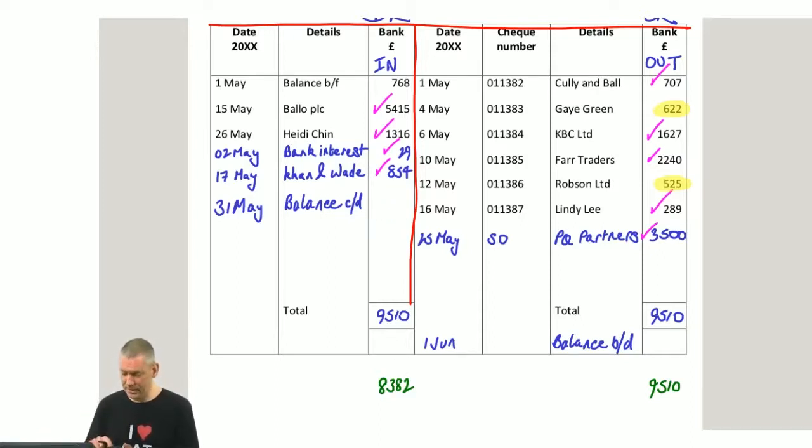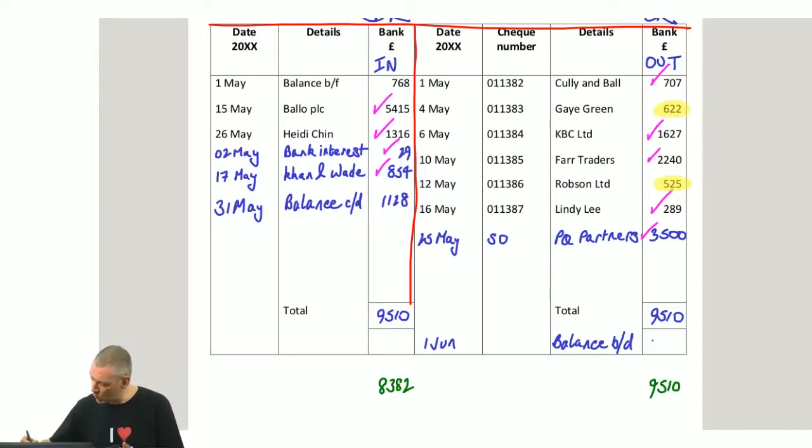So 9510 minus 8382 equals 1128. Did I say that right? I don't think I did first time.